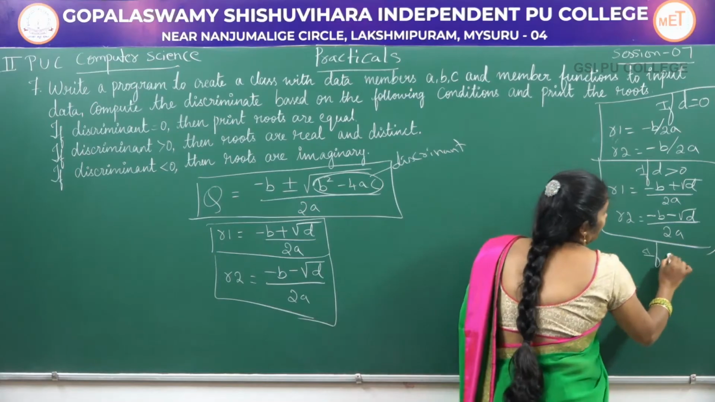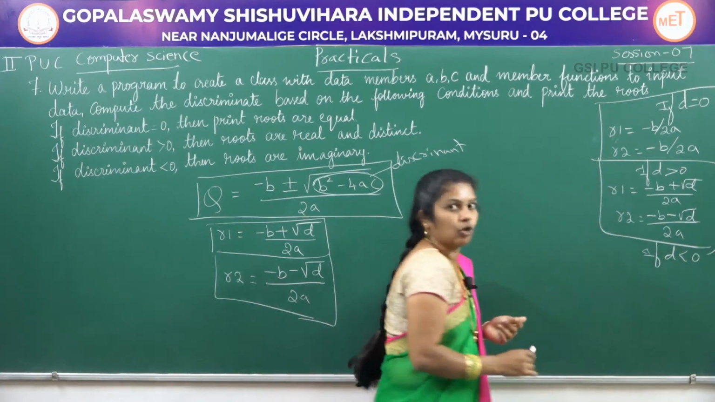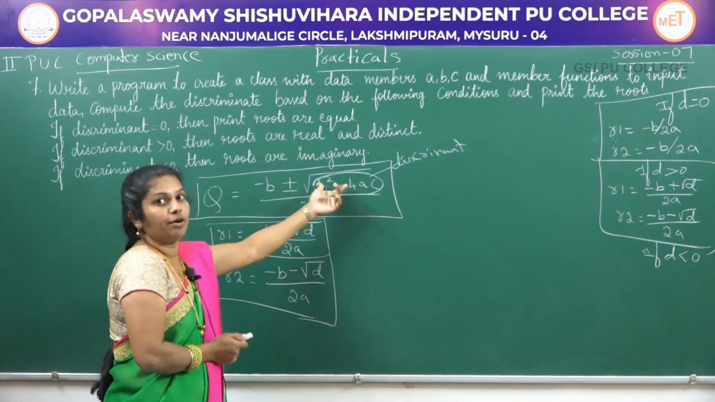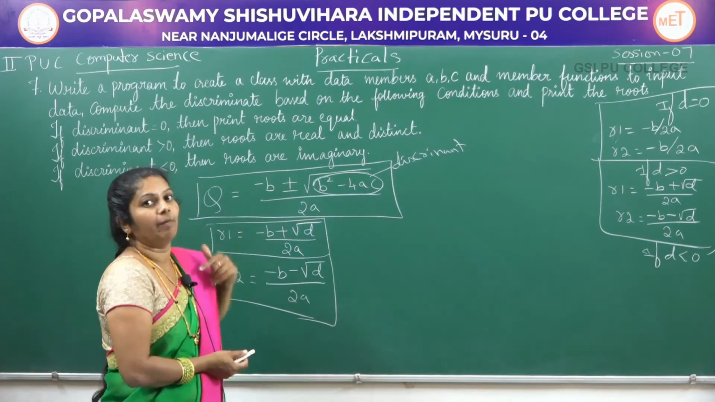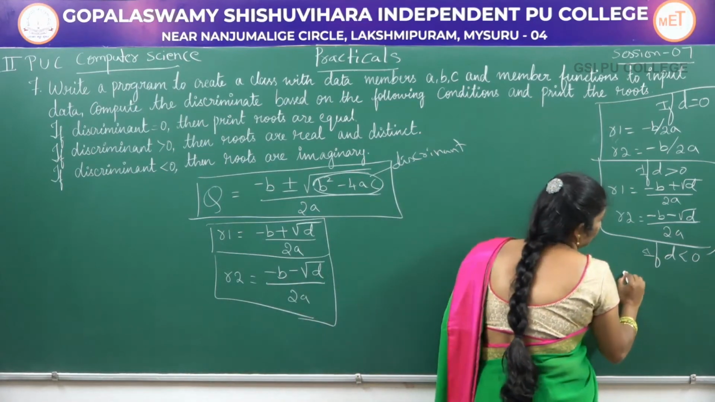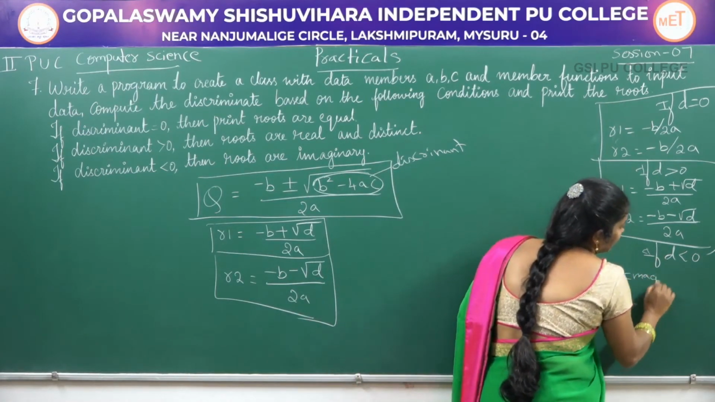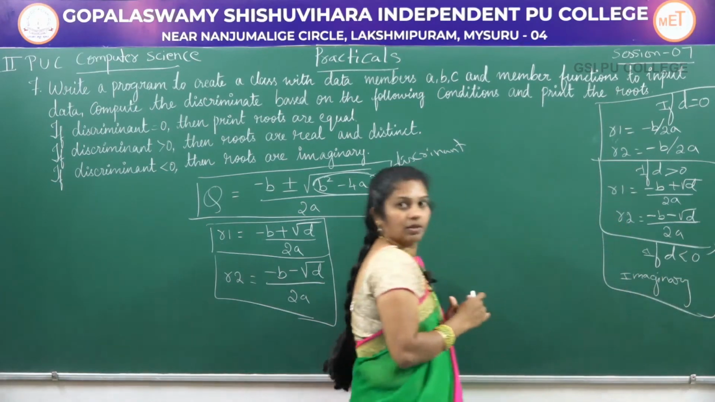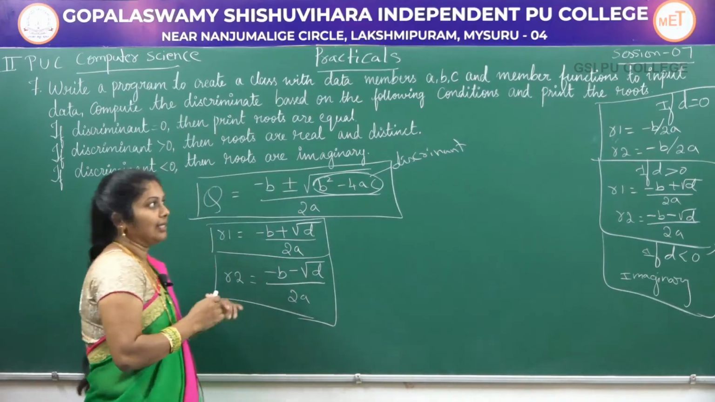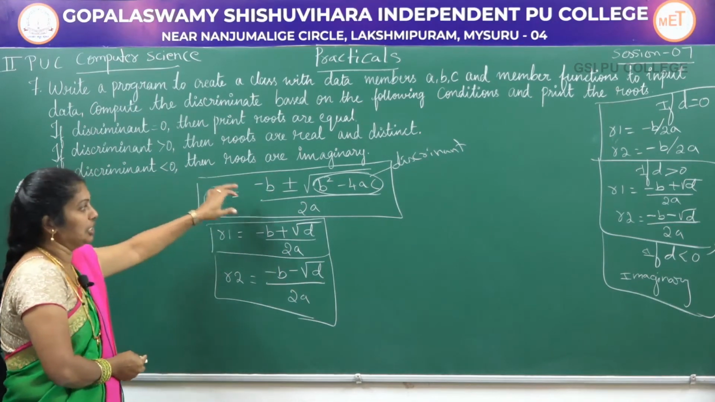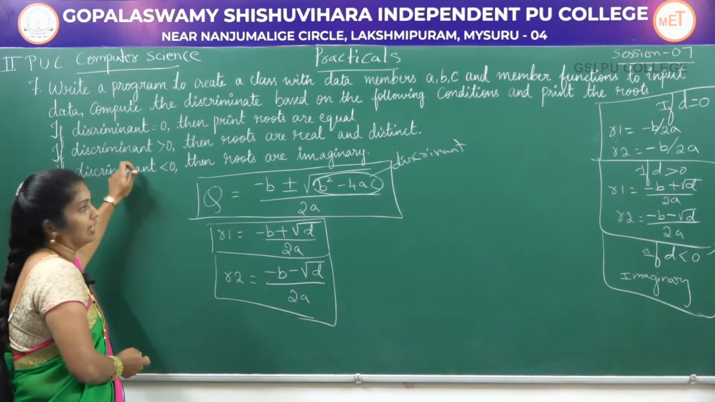If the discriminant is less than 0, if it is a negative value, then the square root of a negative value will once again give imaginary values. That is why in this case it has to be displayed that the roots are imaginary. This is the agenda of the program. Depending upon the quadratic equation as well as the discriminant, you have to find the roots.